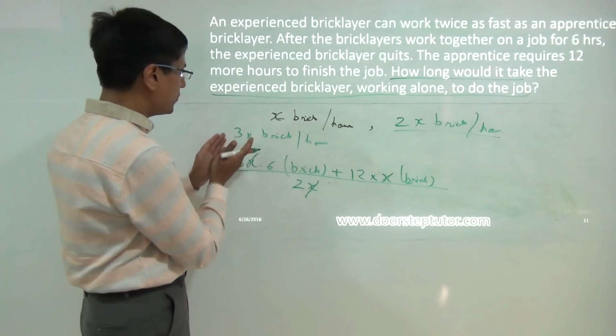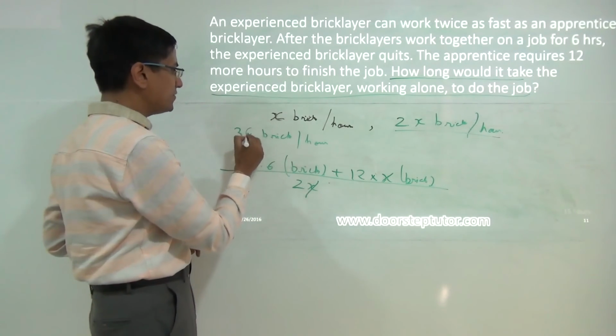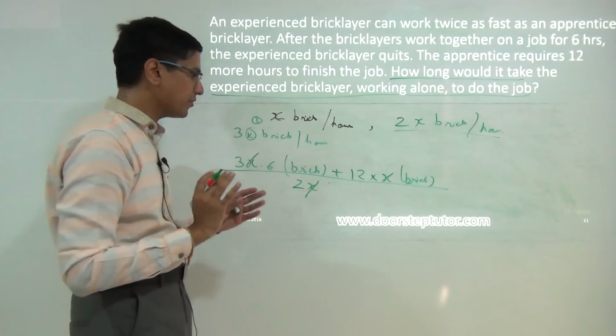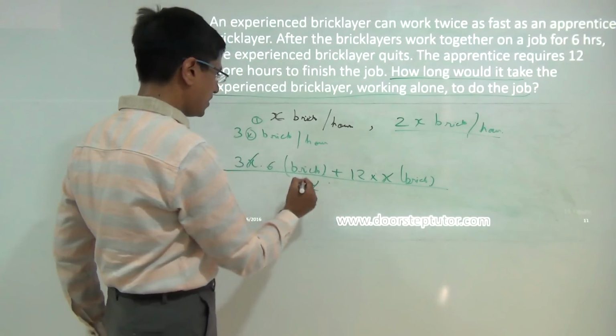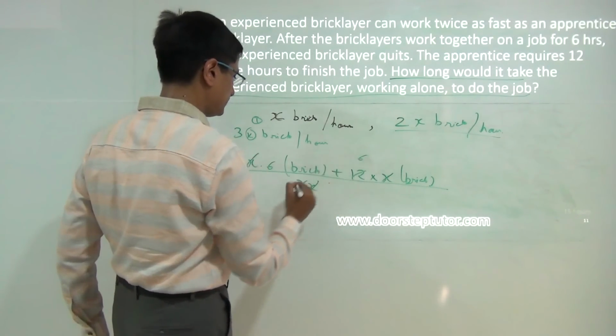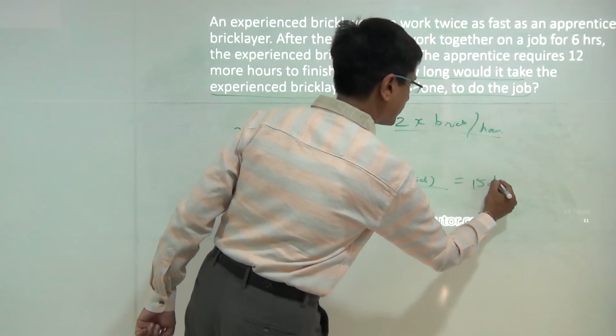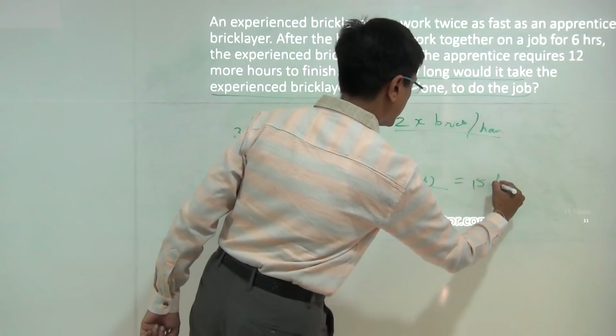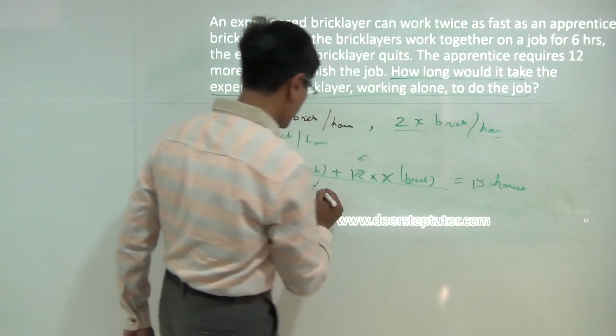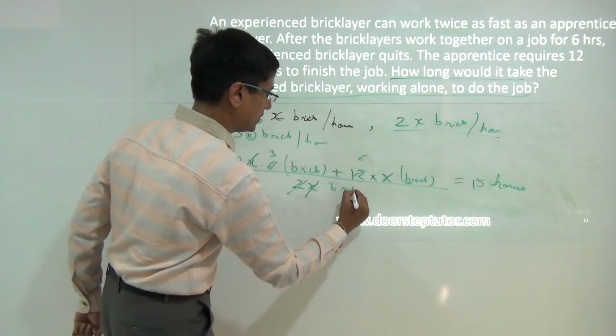Notice that I could have used x here, or I could have as well used 1. That would have been fine too. This x and x cancel out, 2 gets cancelled out, and the answer is 15 hours. Okay. Right. So here it is bricks per hour.